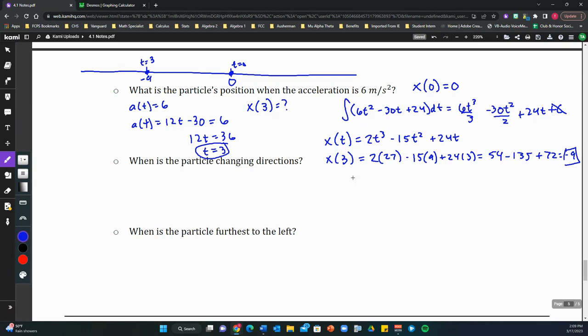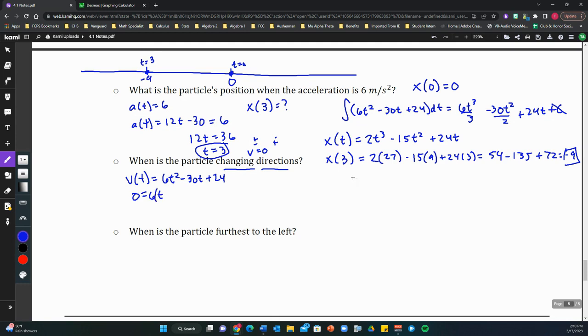All right, next one. When is the particle changing directions? So remember that changing directions means that v, the velocity, equals 0, and it went from negative to positive or positive to negative around that value of time. So first we have to figure out the critical numbers. Again, this is just like finding relative extrema for position. So we're going to set our v of t equation, which was 6t squared minus 30t plus 24, equal to 0.